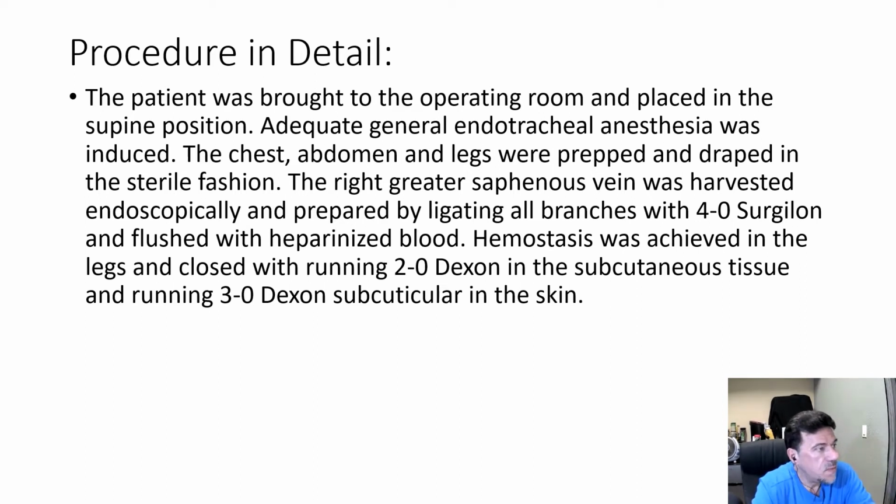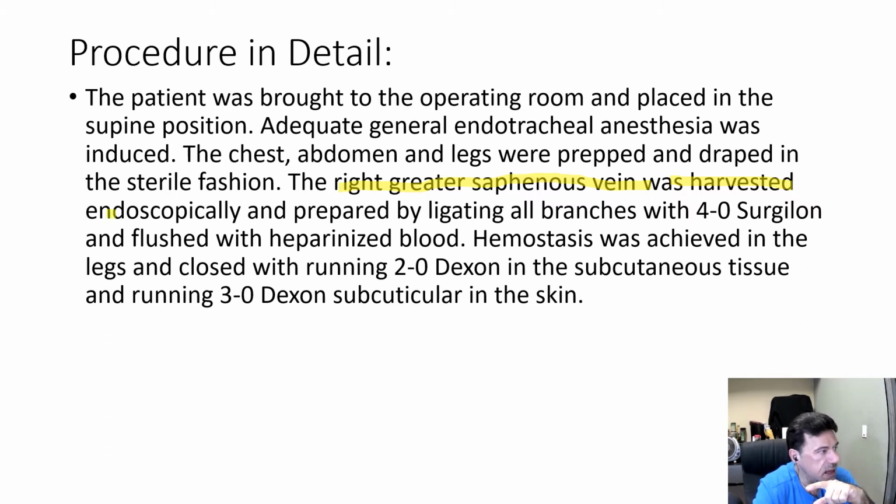Okay, the patient was brought to the operating room and placed in the supine position. Anesthesia was induced. The chest, abdomen, and legs were prepped and draped in sterile fashion. The right greater saphenous vein was harvested. This is a device, right, that you're gonna use for the coronary artery bypass.